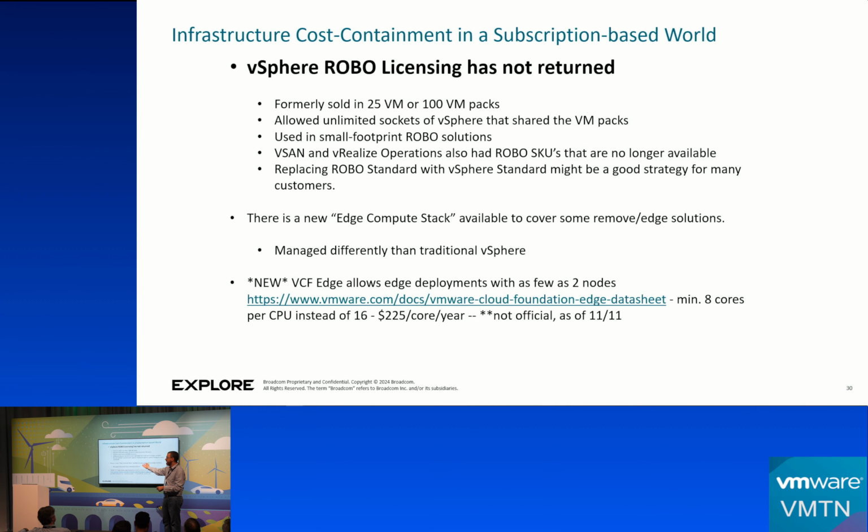Well, that's gone. So unfortunately now, we're going to have to either license them with standard. You could use what's called an edge compute stack that is managed differently than traditional vSphere. It's not necessarily a good use case for a lot of folks that were just using Robo, but you can also look at the VCF Edge SKU, which is, as of 11/11, $225 per core per year. But the limitation, as you might not know, if you have less than 16 cores in a host, you have to pay for 16, right? For almost every single level, other than Edge. Edge is 8. So if your Edge systems have 10 cores, you pay for 10, not 16. And that can help because a lot of small environments have smaller servers that are maybe even older.